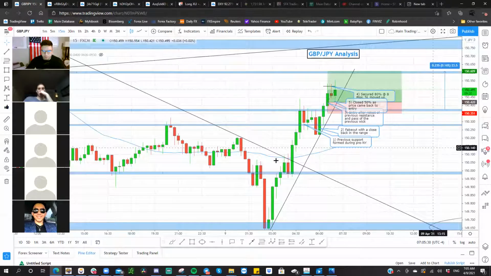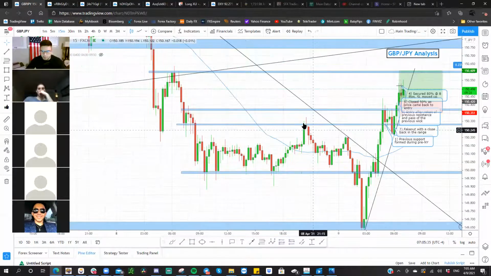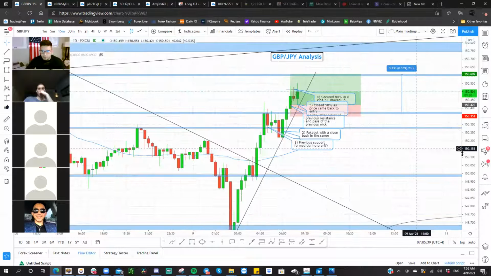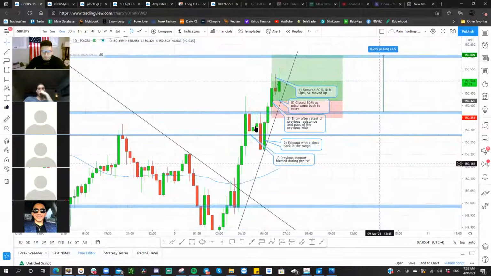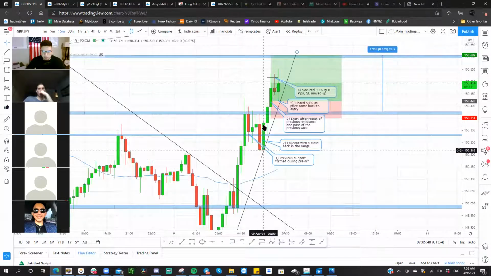Now what we had over here was this resistance, previous support, resistance right here, and then we created a support right over here with these candles, right? So created the support, price closed right below that support over here, no bottom wick, price closed right back into the range, no top wick either. But what we did was we got a retest.